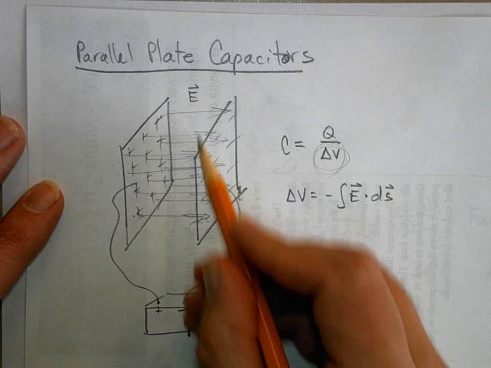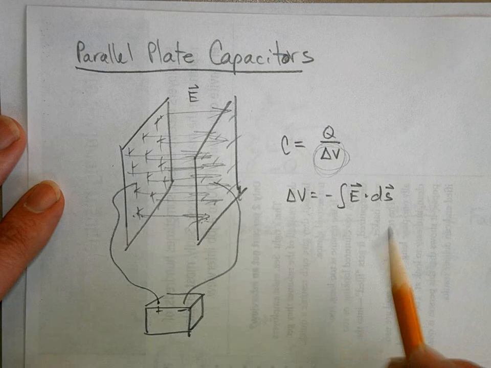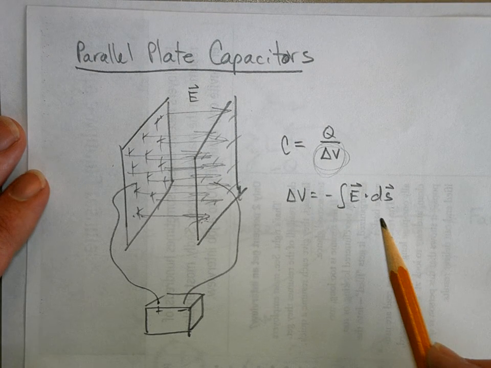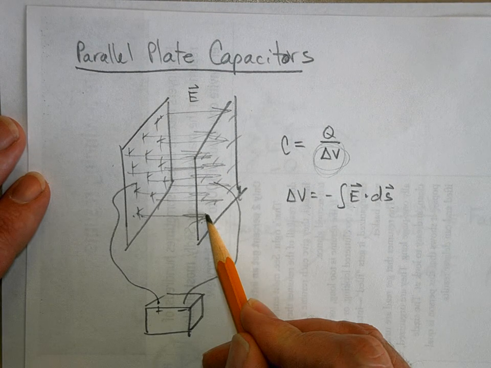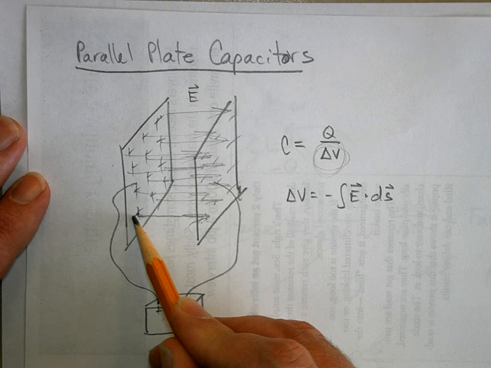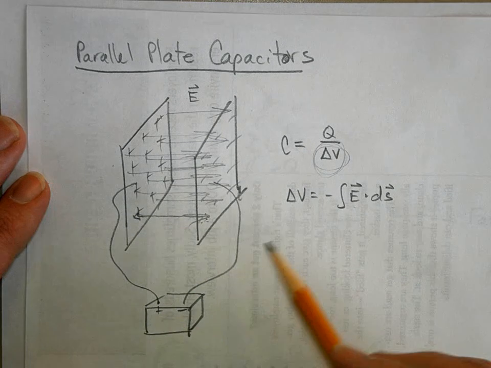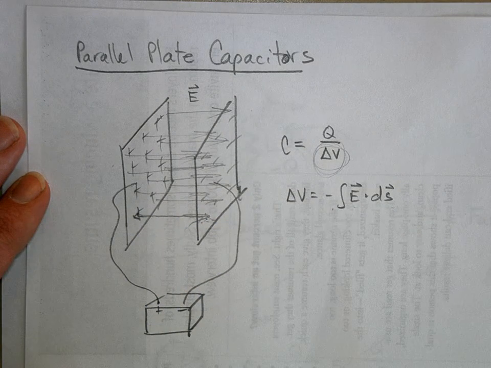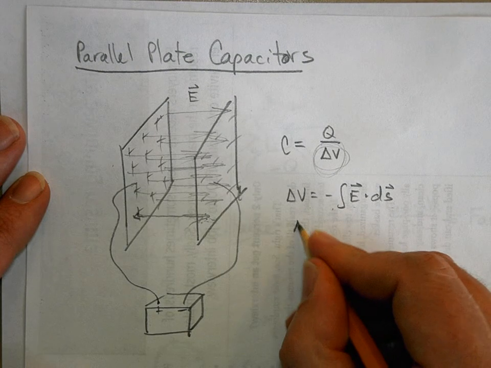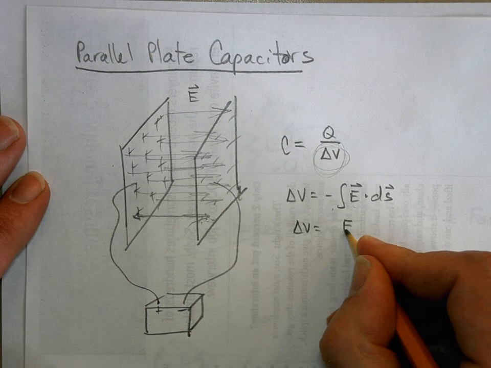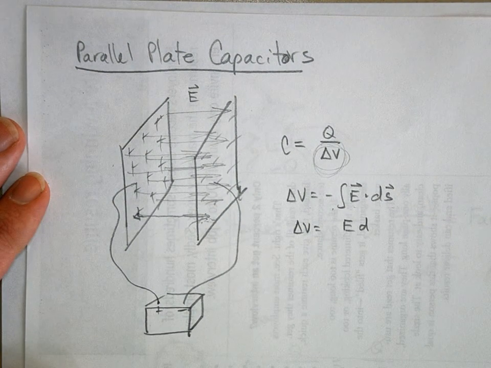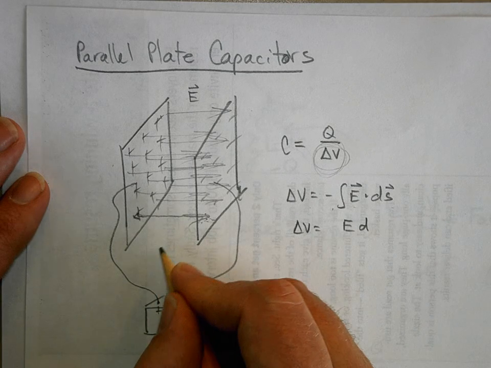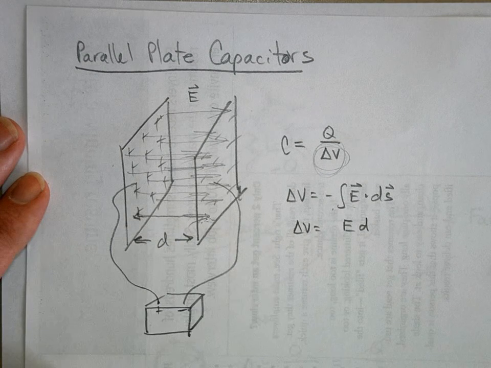The electric field in here is uniform, so I don't need to worry about the integral, and let's say we're going to move directly across from here to here. And I'm moving against the field, which will cancel out the negative sign. So delta V becomes E times D, where D is the distance between the plates.